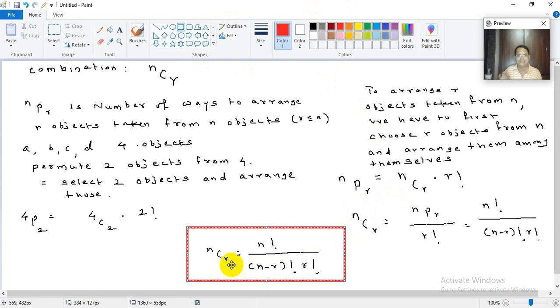Again I repeat, NCR, whenever I say, it is how many ways are there in which I can select R objects from N objects. Here order has no importance. In which order you are selecting those R objects has no importance. How many ways are there, that's all. So this is how this combination we can say.